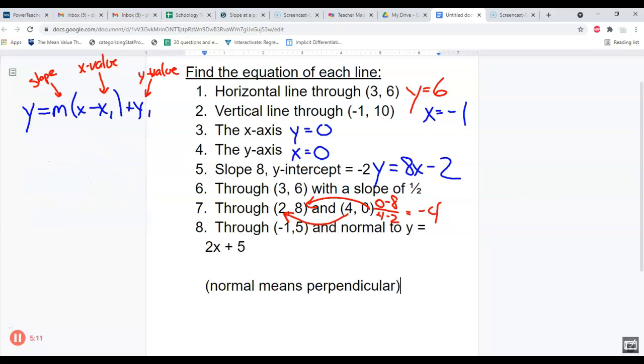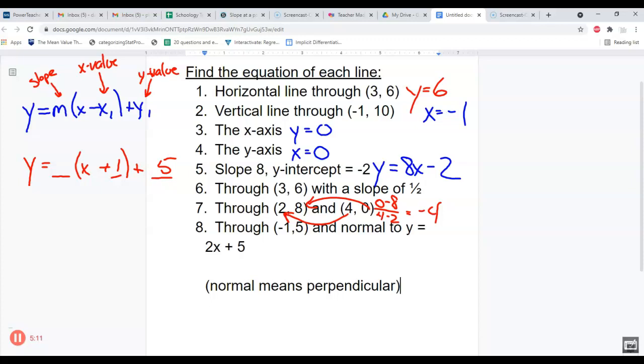And then for 8, again, I'm just going to put in a ton of problems we do in here. I just start like that. I'm going to fill in those blanks. So I'm putting -1 here, because it's the x value, which will turn into +1. Put 5 there. And then normal means perpendicular.